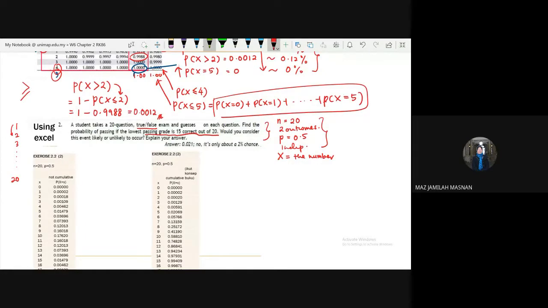Class? The number of mistakes or the number of correct? Sure, the number of correct questions. Okay, so in this case, X will be binomially distributed with the number of trials 20 and the probability of success is 0.5.